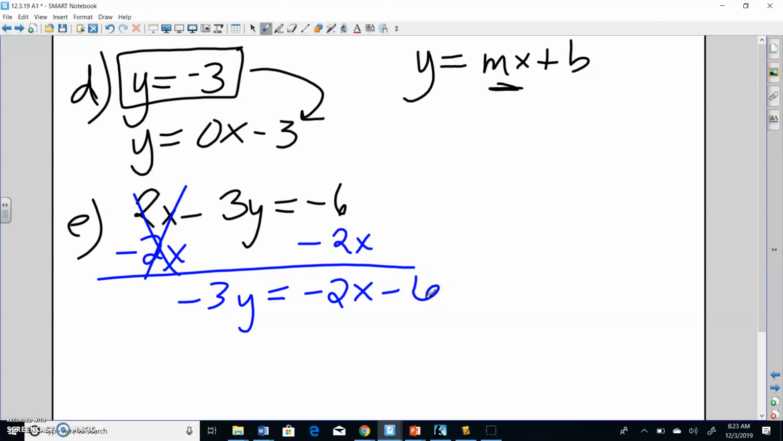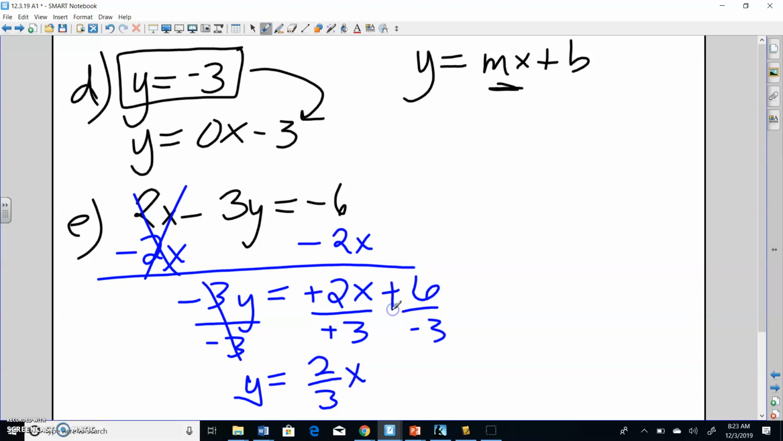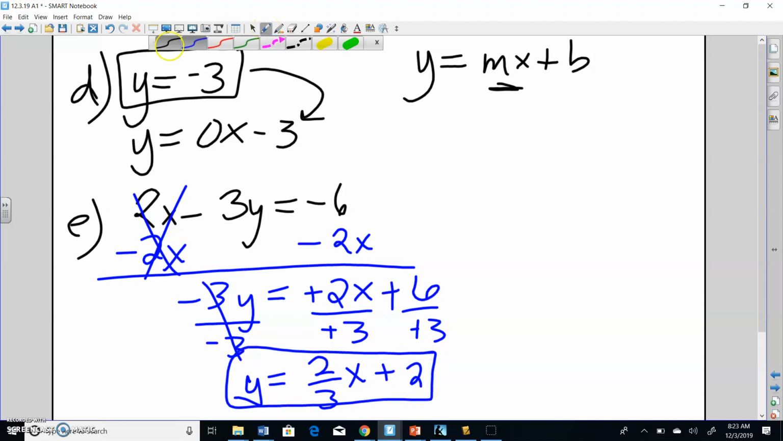Hadley, what do we do now? Divide everything by negative 3. That gets rid of the 3's there. So we have y on the left. Negative over negative is a positive. We can't reduce 2/3, so we're going to leave it as 2/3 x. Negative over negative is positive again. 6 over 3 is 2. Okay. Let's do one more.